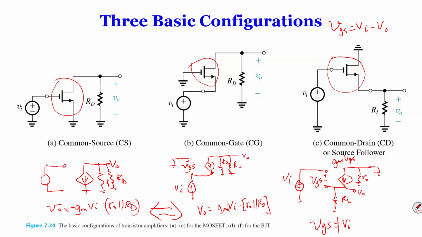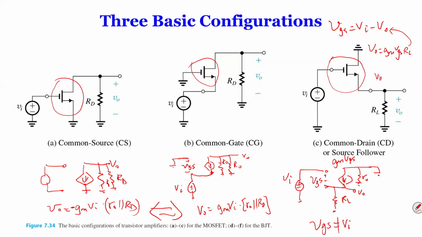Okay. And in this case, what is your VO? Well, your VO is GM times VGS times RL. So if you plug it in here, you replace VGS with VI minus VO, and you have VO on both sides, and then you can solve and derive your VO.